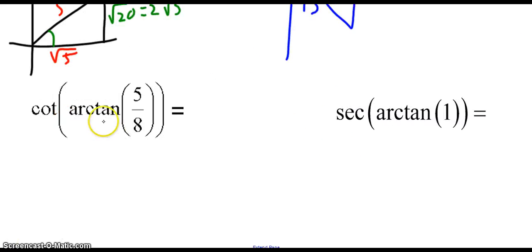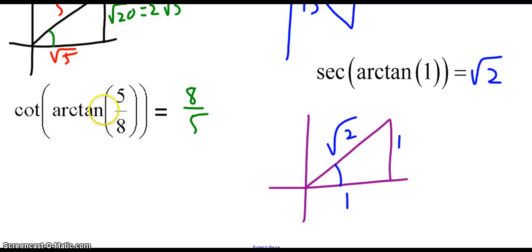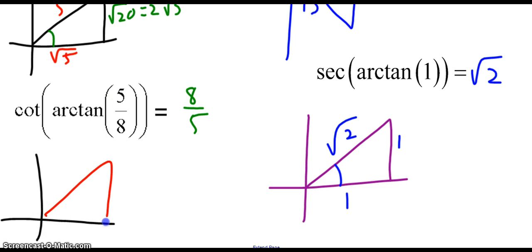Alright, I want you to try and do the last two. So pause the video, evaluate those, unpause when you're ready to check your work, or when you get stuck. Okay, so the first one here is 8/5. You can do that without doing any work by recognizing that these are reciprocals of each other. If you drew the triangle though, there still really isn't much work involved because this would be 5 and this would be 8, and I never even need to find the hypotenuse because cotangent is adjacent over opposite.